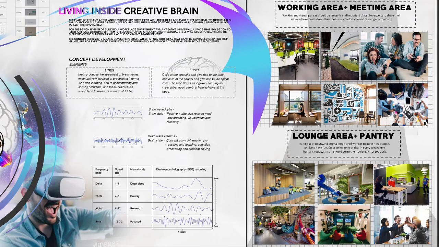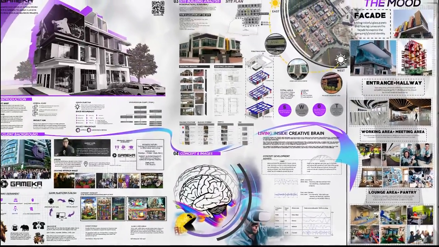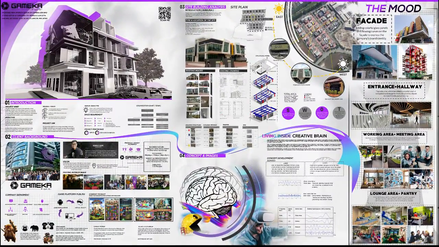And finally, the lounge area and pantry. It needs to be a nice spot to unwind after a long day of work or to meet new people, a place where we can have fun. We added a color selection that is critical to every area where humans reside, and it should be neither too bright nor too dark. Let's move forward to the case study analysis.